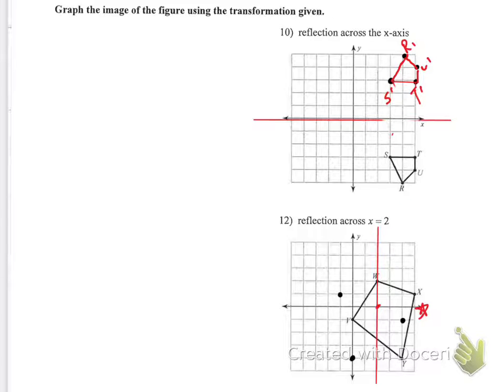Okay, so then when I connect my points, this and W stays the same. So it will look like that. And then just make sure that you label all your points. So this would be V prime, this would be Y prime, and this would be X prime.